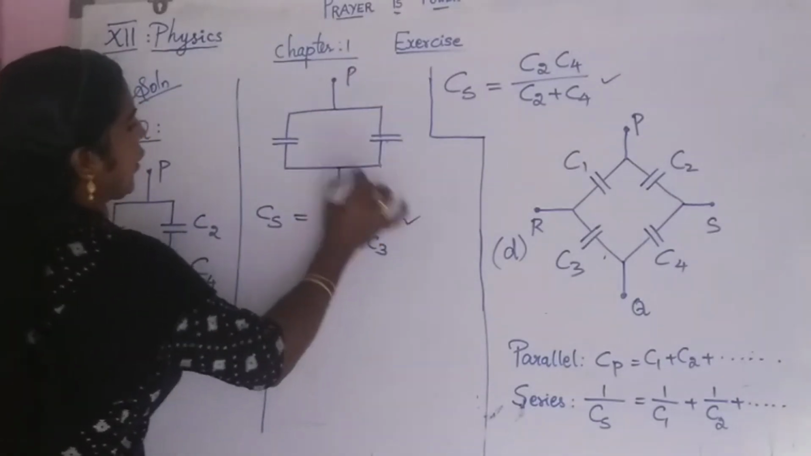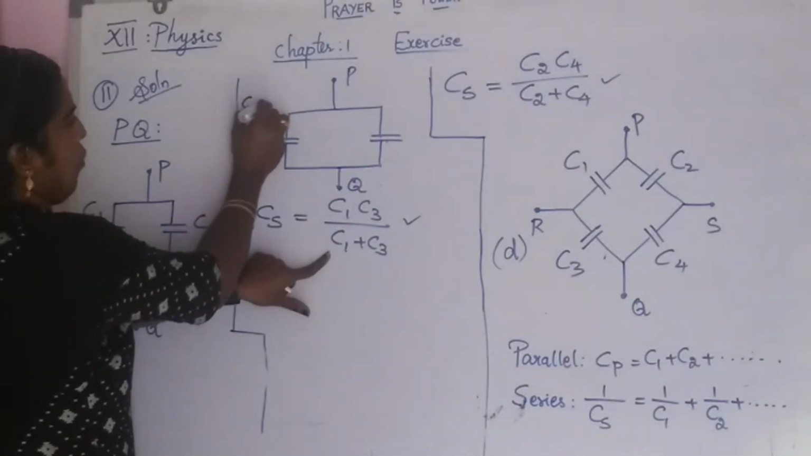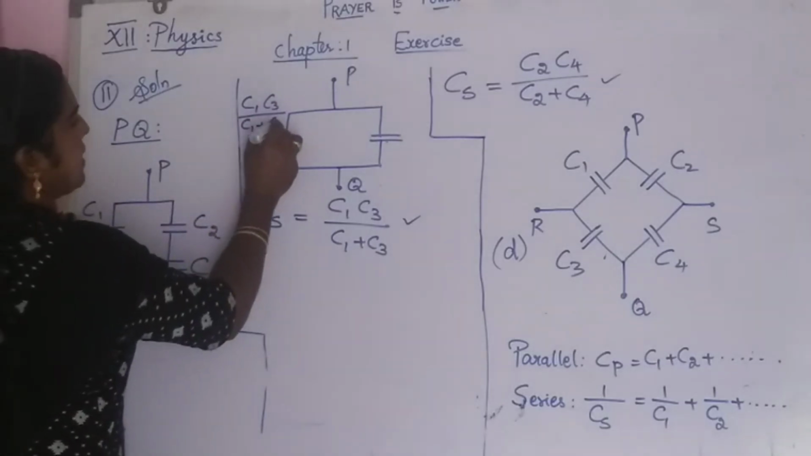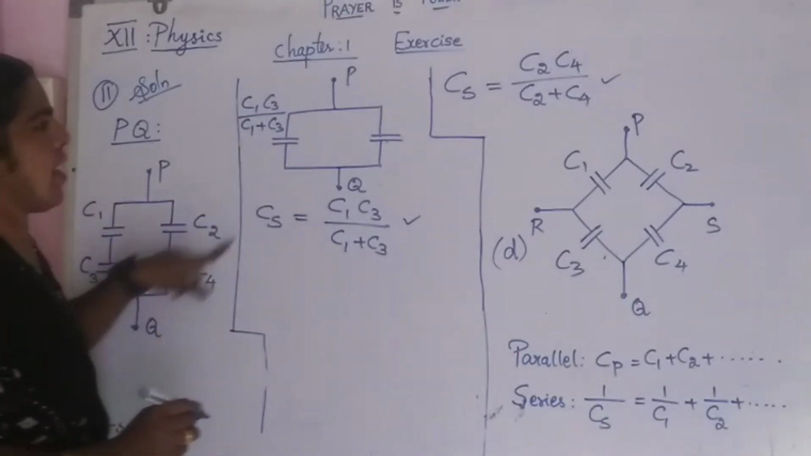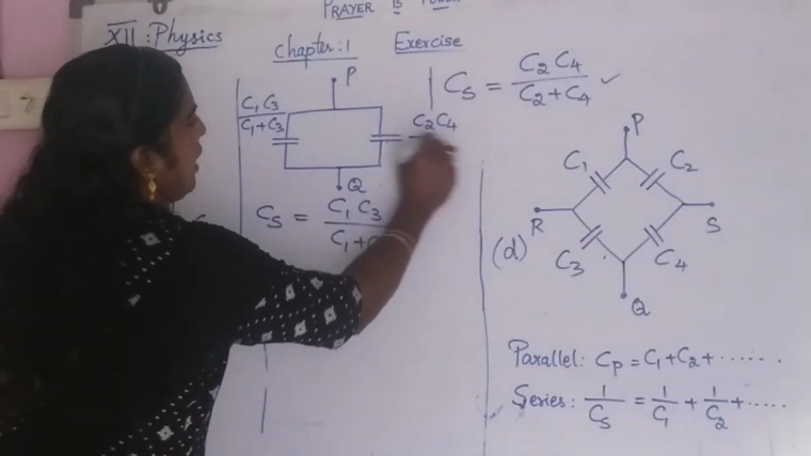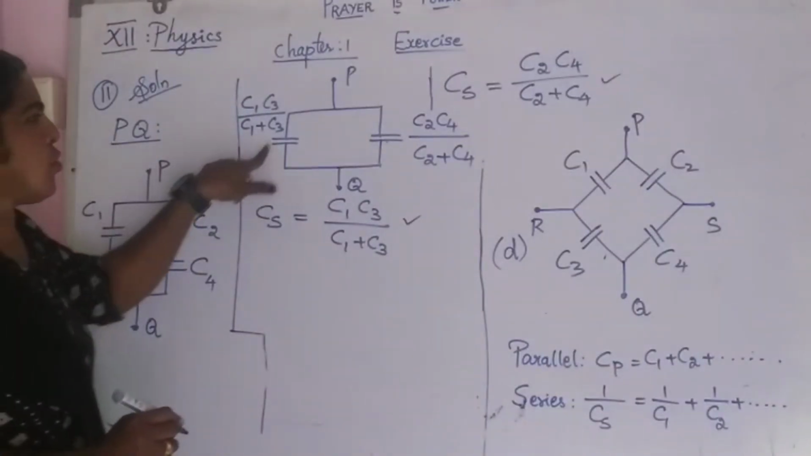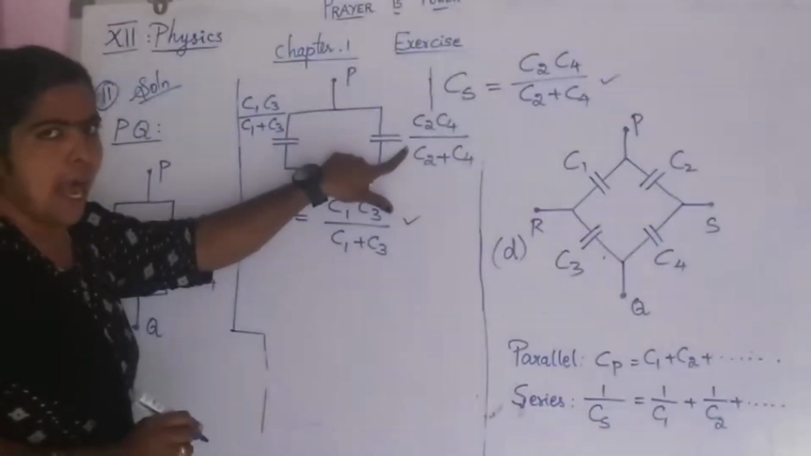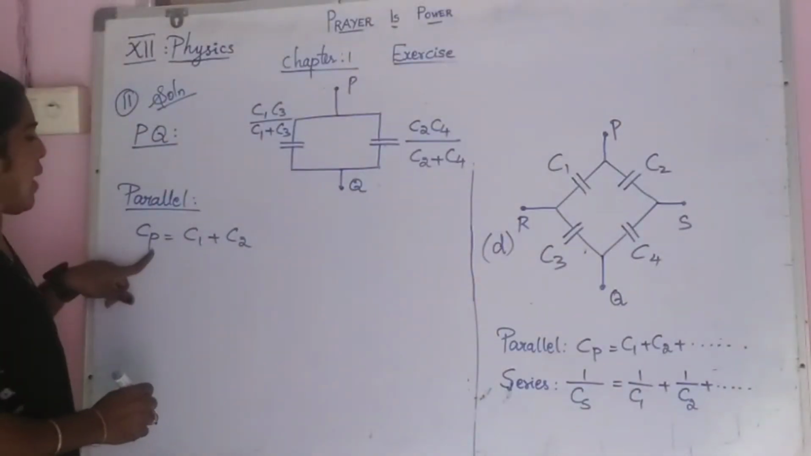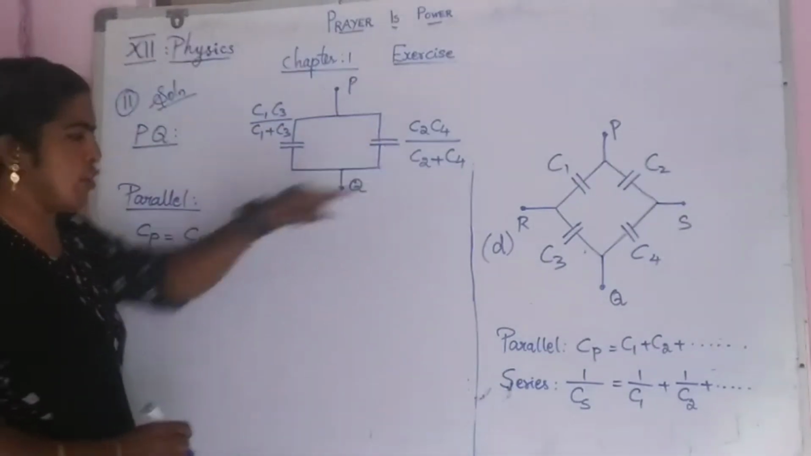Between terminals P and Q, for C1 and C3 we got C1 C3 divided by C1 plus C3. For C2 and C4, we got C2 C4 divided by C2 plus C4. Now these two capacitors are in parallel, so we are using the parallel formula: Cp is equal to C1 plus C2.